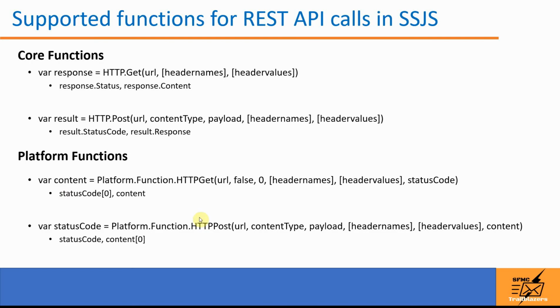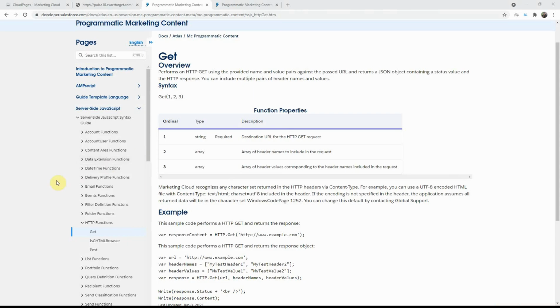Now, if you come to the Salesforce documentation for server-side JavaScript, under the syntax guide for the functions, these are the core functions that you have, like the Get and the Post. If you look at the Get documentation, it is pretty straightforward. It has three parameters. The first one is the URL, followed by any header names and values that you need to pass.